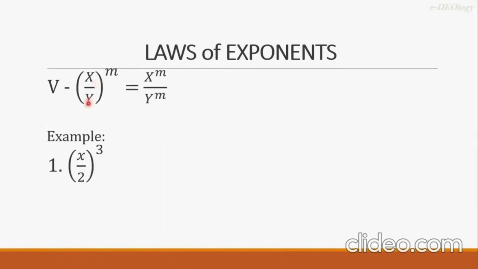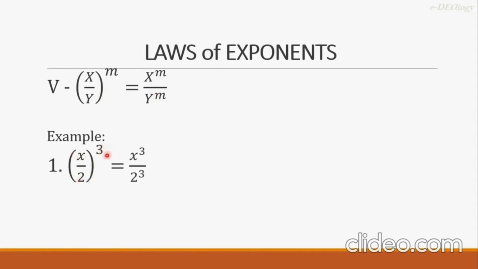When we have a quotient that is raised to a power m, the power m is distributed to the x and also to the y, as we see here. x raised to m over y raised to m. Let's have the first example. x over 2 is raised to power 3.